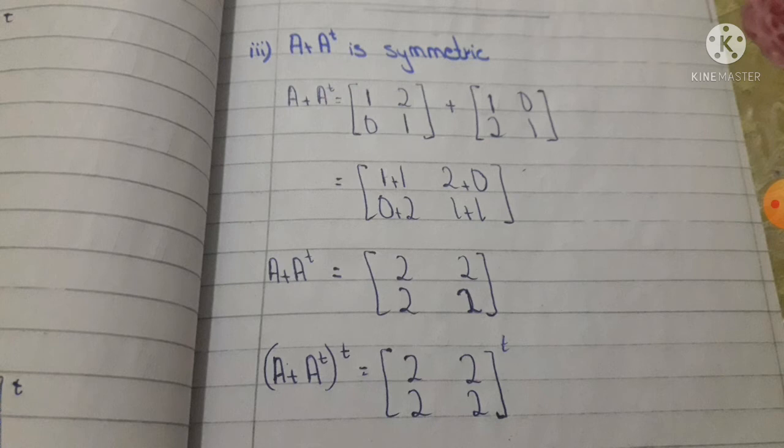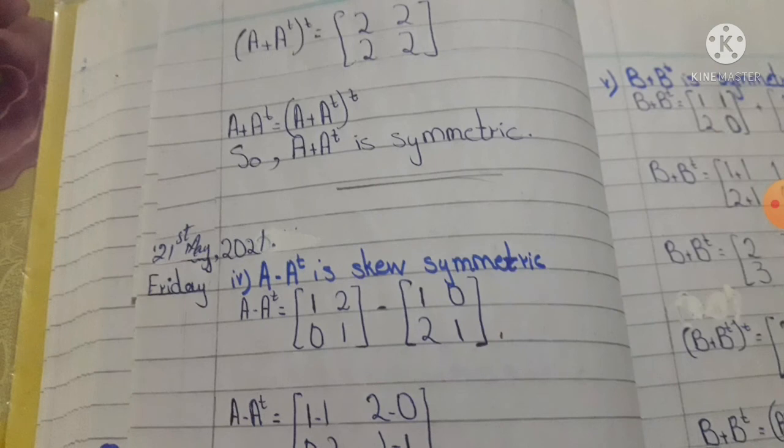And then we have to apply the formula by taking the transpose: A plus A transpose equal to (A plus A transpose) whole transpose. If the matrix itself and its transpose are both equal, then we can say it is symmetric. So in this case, we can say that A plus A transpose is equal to its own transpose. So we can say it is a symmetric matrix.